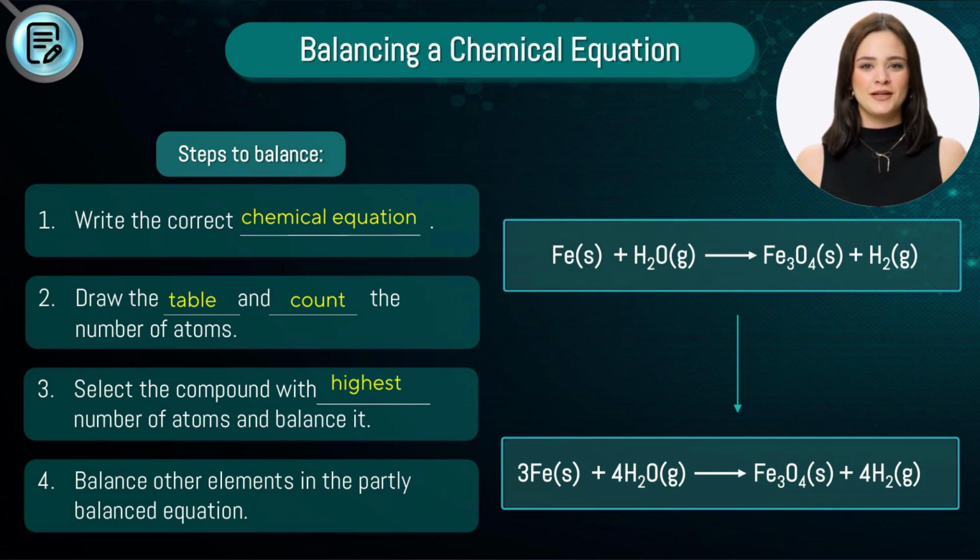For example, balancing FeS and H2O gas to form Fe3O4 and H2 gas requires adjusting coefficients to 3FeS plus 4H2O gas equals Fe3O4 plus 4H2 gas. A question is coming on the next slide.